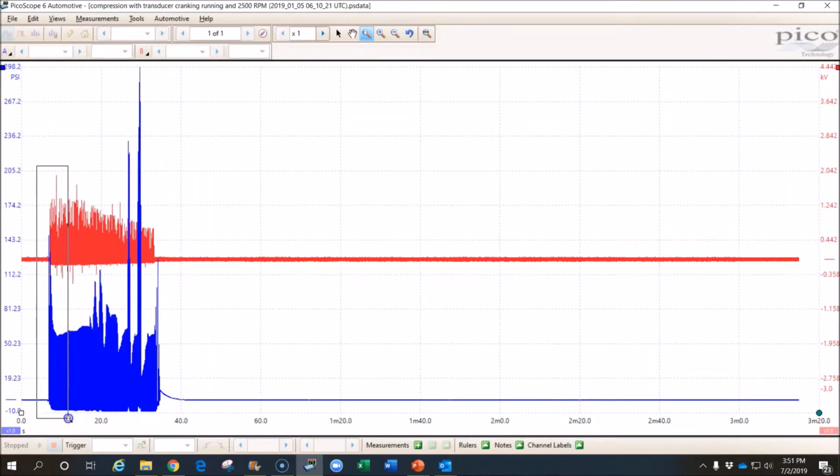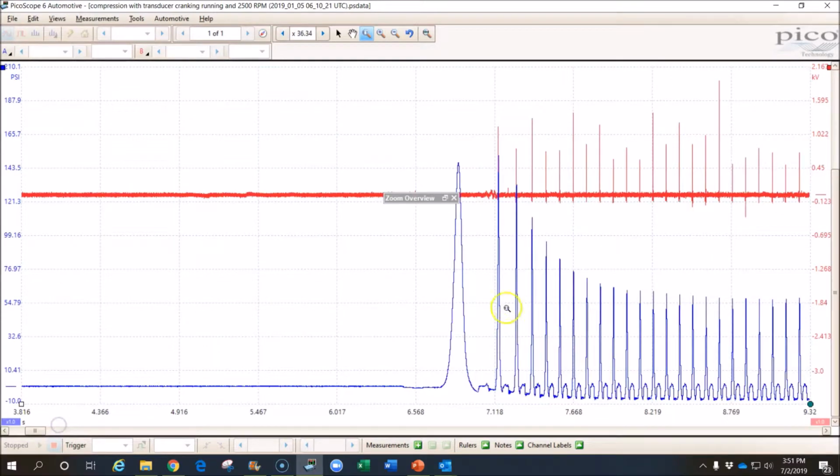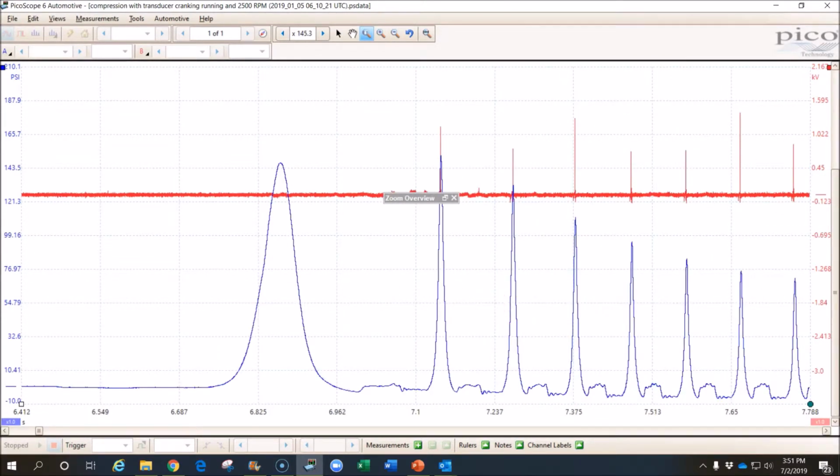if we were to move over here to the far left, we can see that during cranking, the compression actually was higher. That's because during cranking, the piston is moving slower, the valves are opening and closing slower, and we have a higher volumetric efficiency in the engine. So we were looking at a cranking compression of about 150 psi.